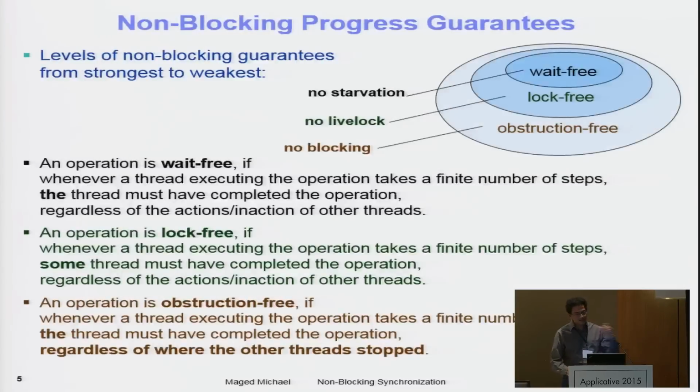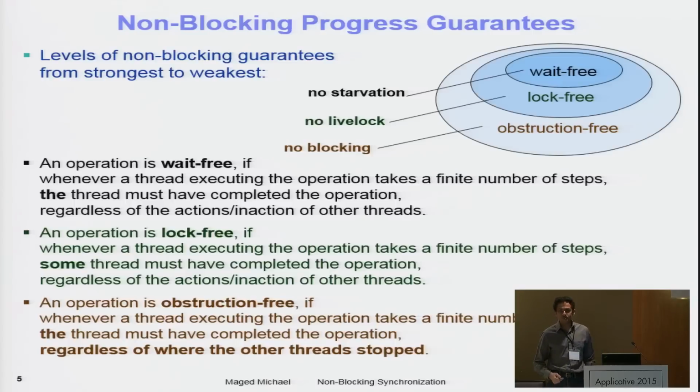So there are several levels of non-blocking synchronization. The strongest is wait-free, which basically means that if an operation takes some finite number of steps, it will complete. That's very strong. There's no starvation, no livelock, no deadlock. But usually these are expensive and also difficult to design. The next level is lock-free, where most practical non-blocking algorithms are.